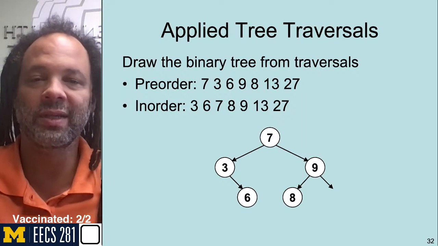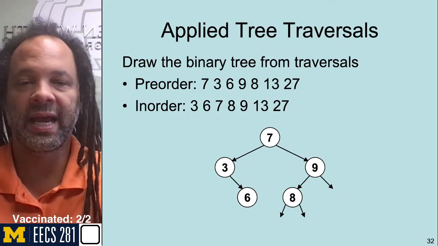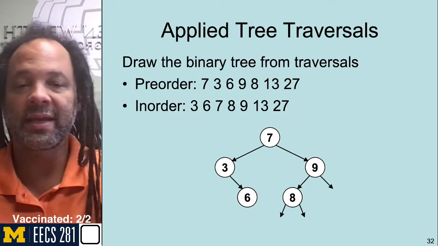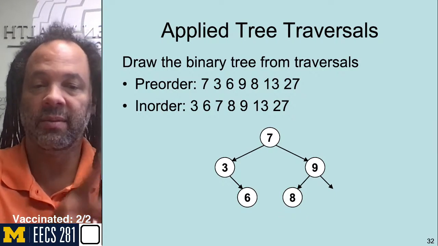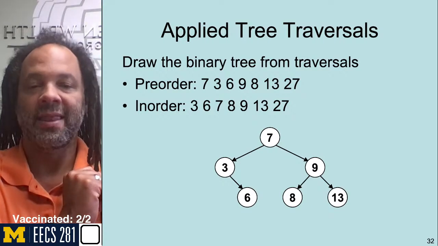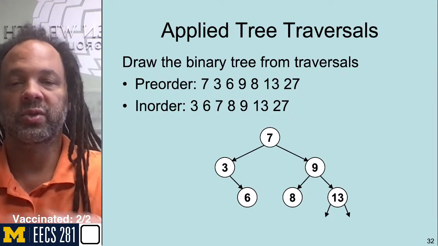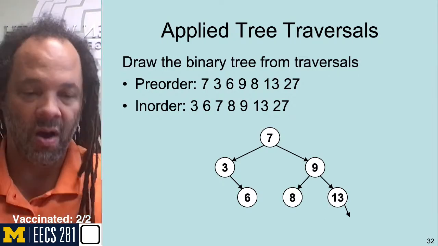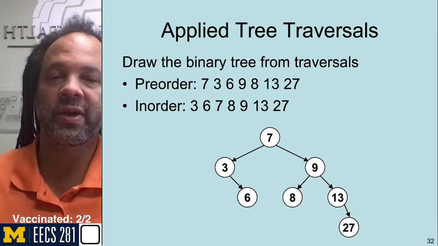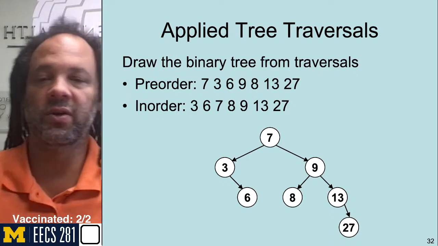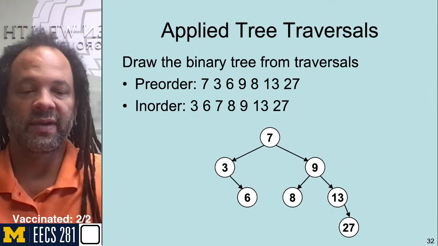Up next is 13 and 27. Those follow a pace just as we had done the previous stuff. We know that 13 has to come below either the 9 on the right or the 8 on the left or right. Because of the in-order traversal, it looks like it's in 9's right subtree, so we're just going to stick the 13 over there. And then 27 has a chance of being either one of the children of 13. Of course, it shows up after 13 in the in-order, so it shows up on the right of 13. This is the only tree that can give us these 2 traversals. This is the only binary tree that gives us this pre-order and in-order traversal and gives you those values.